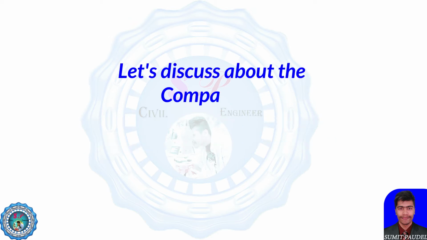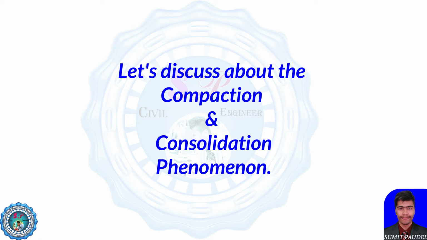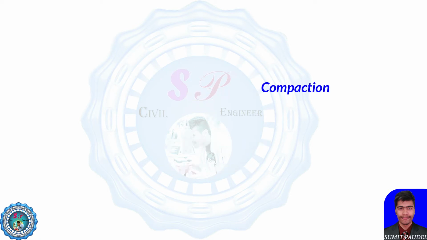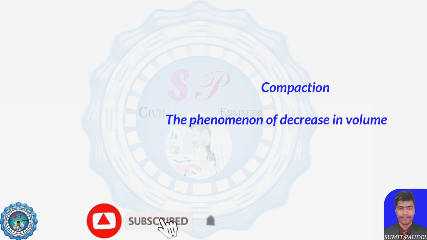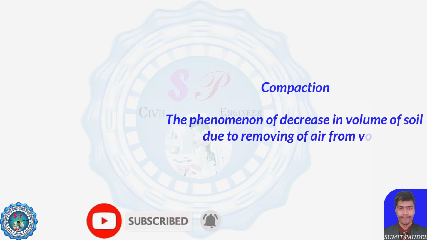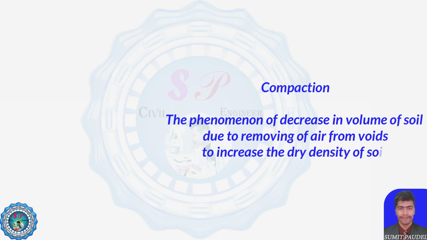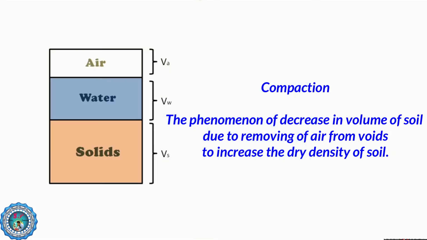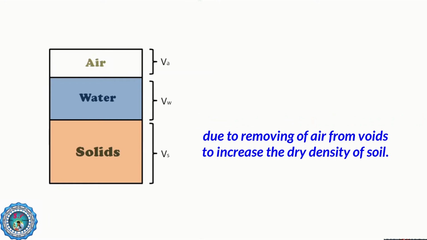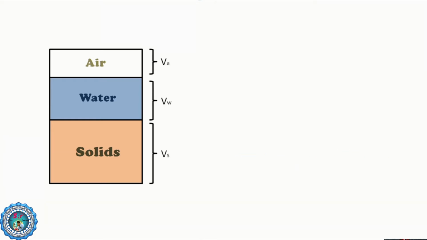Now let's discuss compaction and consolidation. First, compaction. The phenomenon of decrease in volume of the soil due to removal of the air present in the voids is known as compaction. As we already know, the soil has three phases: soil solids, water, and air. If the air is removed by applying dynamic loading, then the volume of the soil decreases. Such a phenomenon is known as compaction.